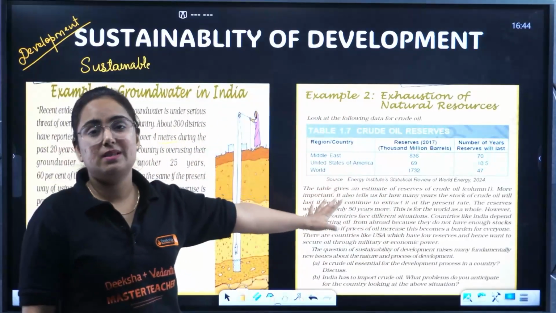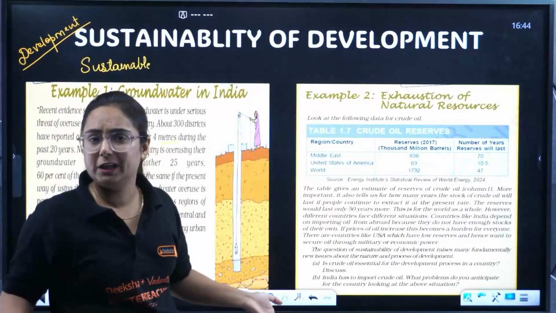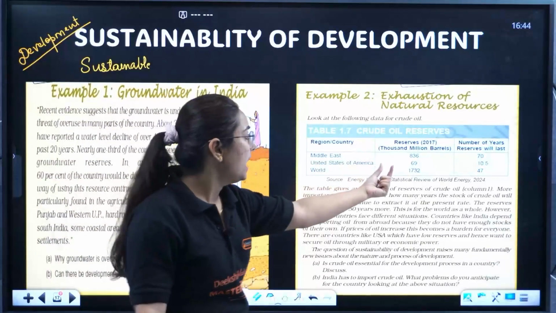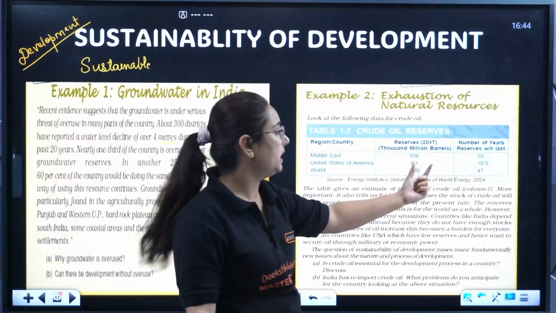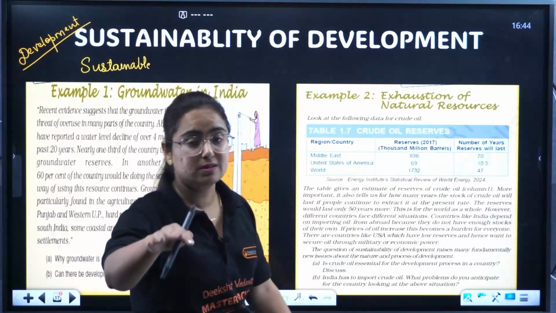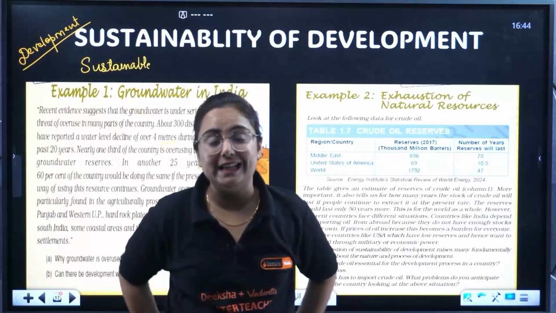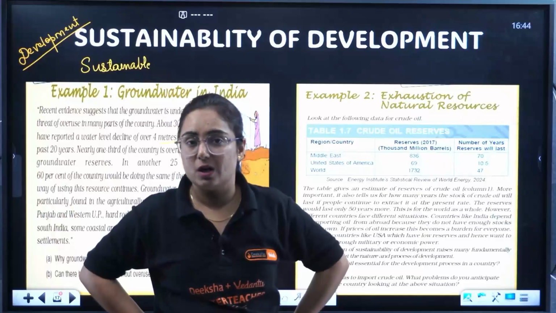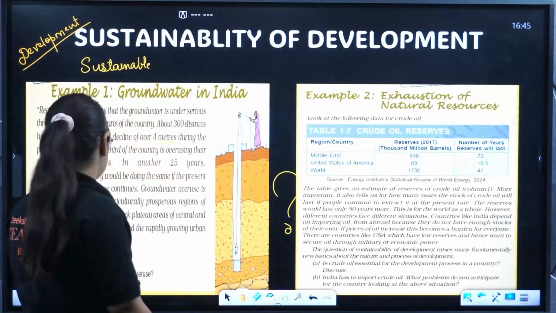A similar example is exhaustion of natural resources. Right now, with this oil crisis, we are very sure of how dependent we are on the Middle East. 836,000 million barrels are left in the Middle East, which means if we use it the way we are using it today, it will last only 70 years. What after that? What will the next generation be doing? This is the question. I would suggest you read this table because these can come as case studies or as questions too.